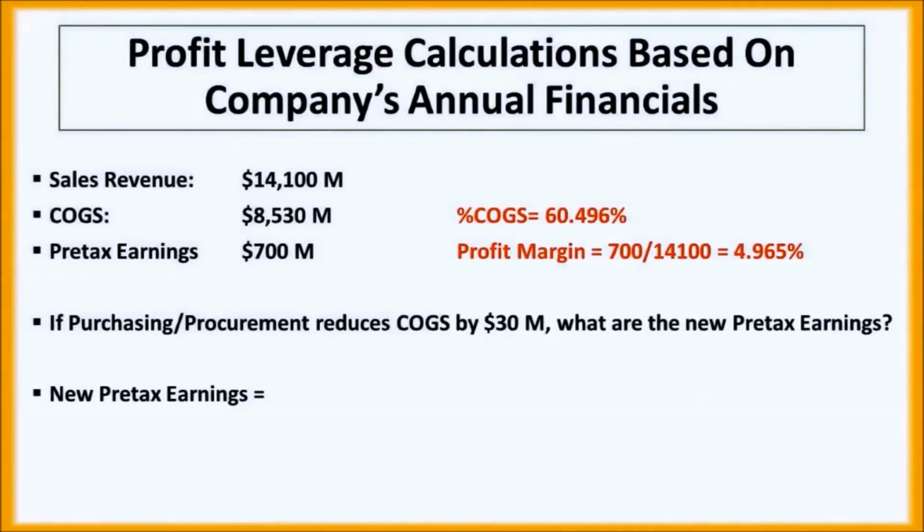Next, we're being asked the same numbers here, and we're being asked that if purchasing or procurement reduces the cost of goods sold by $30 million, finds ways of doing the purchasing, procurement, finding different suppliers where we're able to maintain the quality, delivery, the different characteristics that we're looking for in those goods or services, but it's just that we're able to reduce the cost by $30 million, then how will that affect the pre-tax earnings? What will the new pre-tax earnings be?